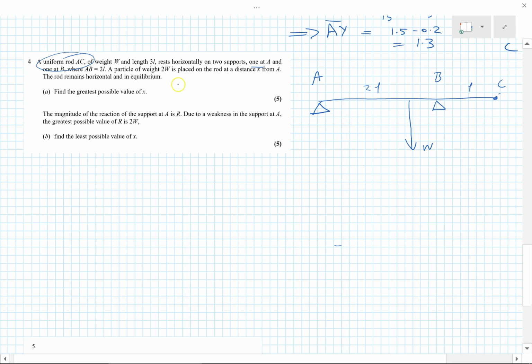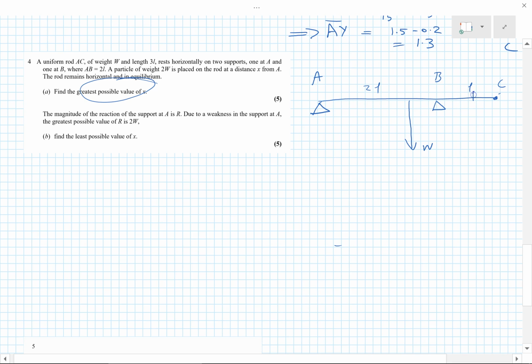Okay, a particle of weight 2W is placed on the rod, supported at A. So we've got something that's being placed along the support here. Now, when it talks about the greatest possible value, clearly it could go anywhere along here, but once we start going along B, there's always a chance that it's going to start toppling. So that's what it must be referring to here.